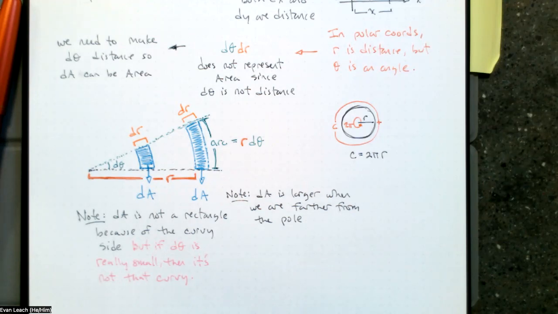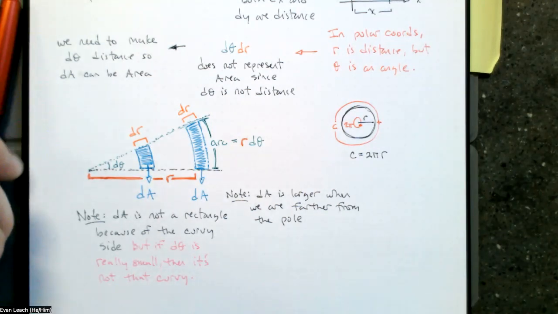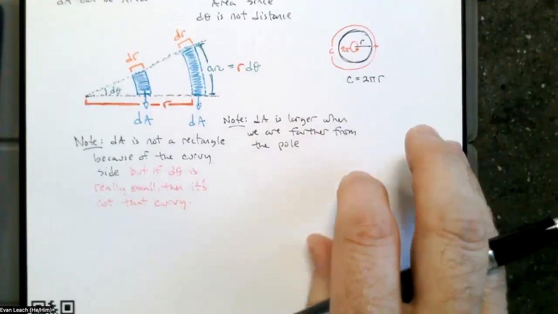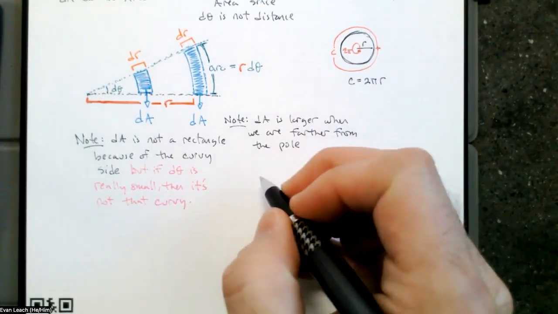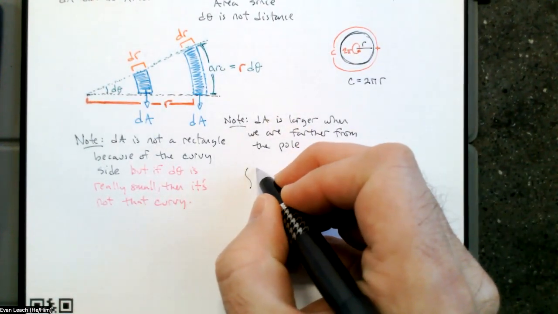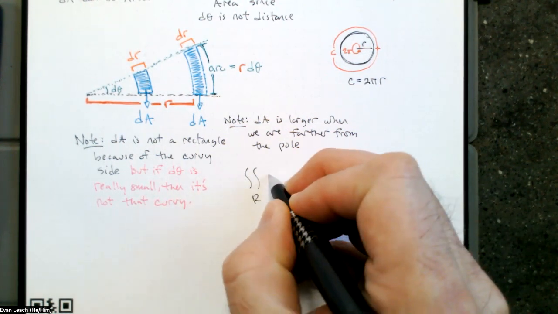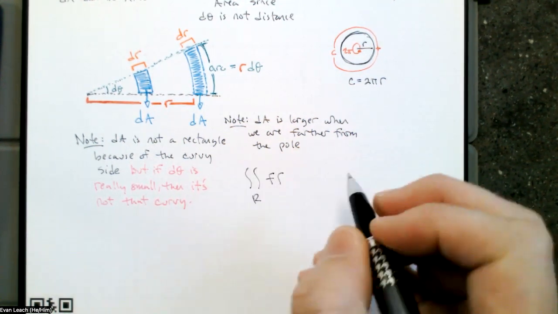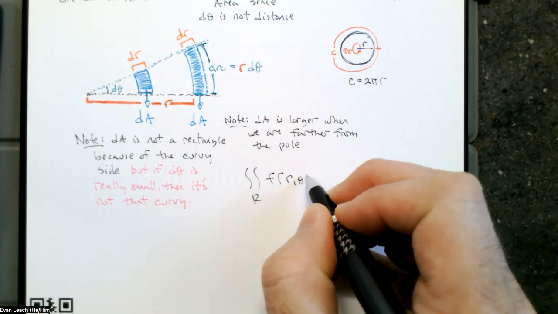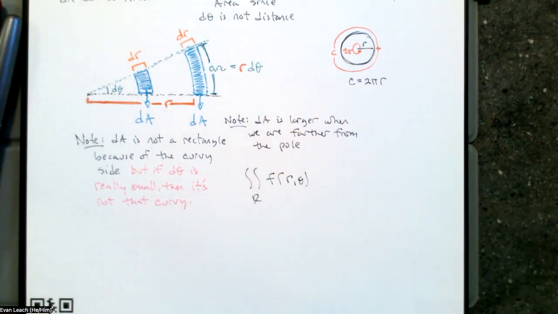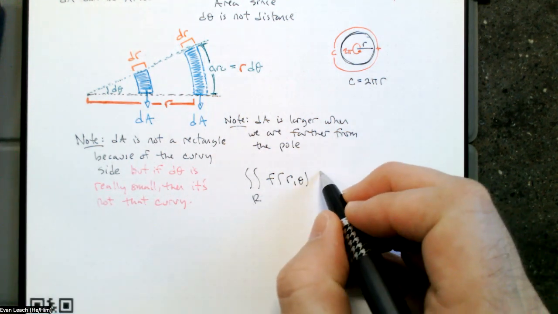So in polar coordinates, we're going to be setting up our double integrals slightly differently. We're going to need that extra factor of r as part of the dA. So f of r theta, that's our function, that's our height. And we'll be multiplying by a dA. That's going to be our area.